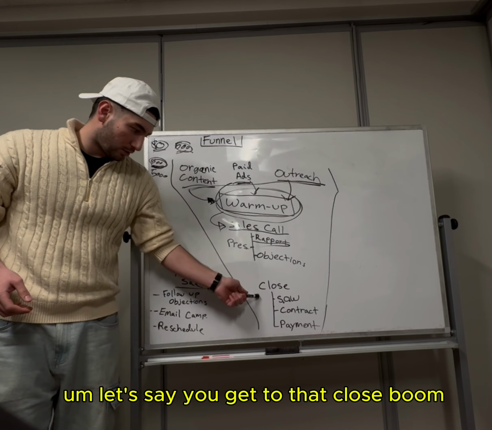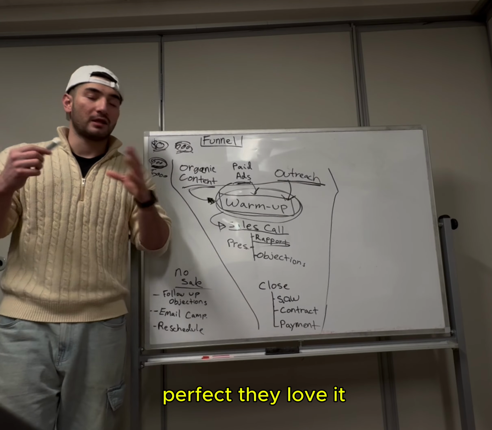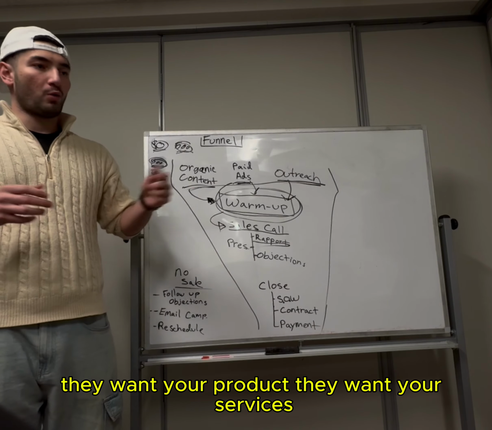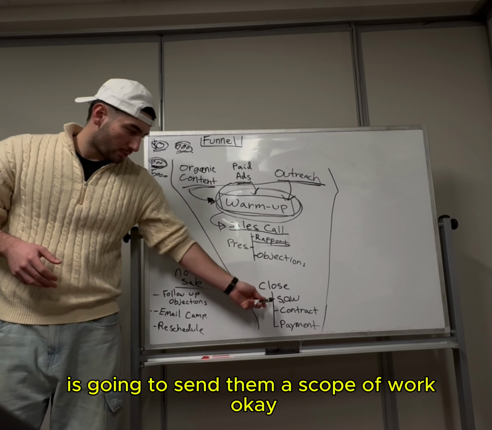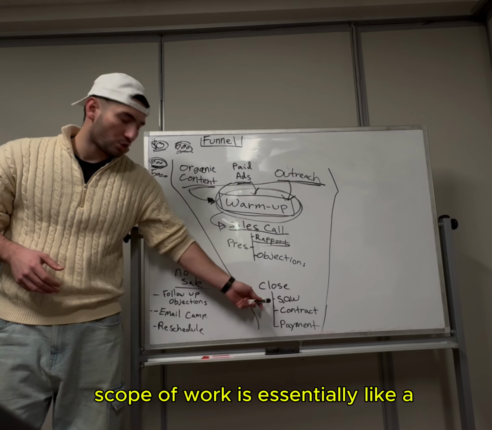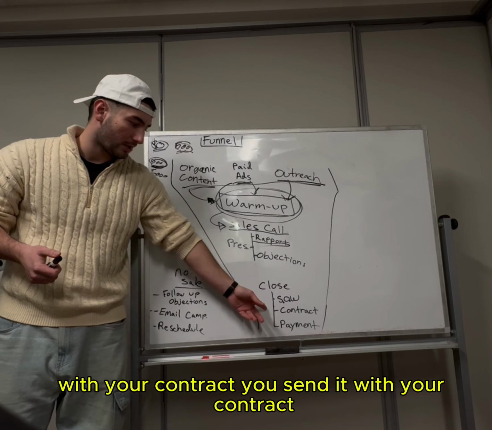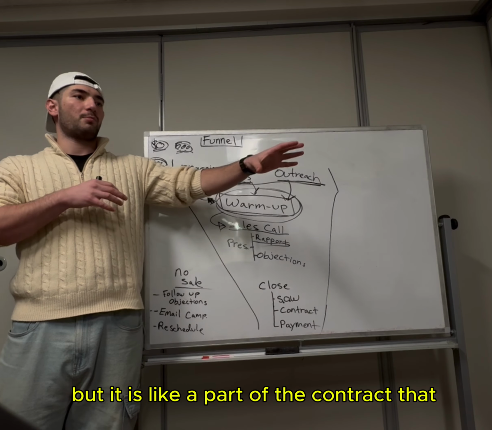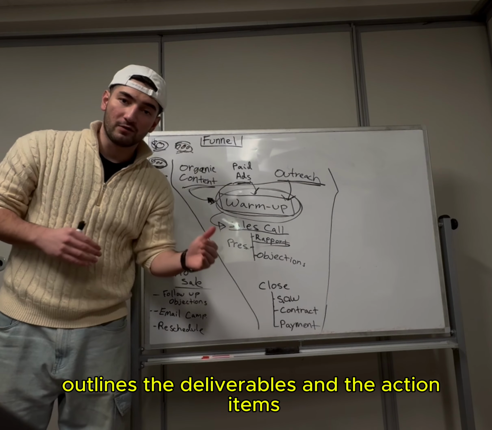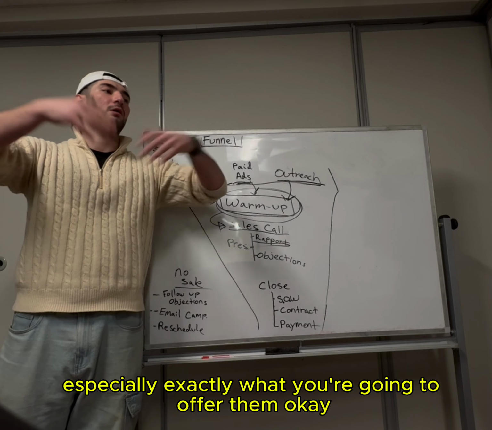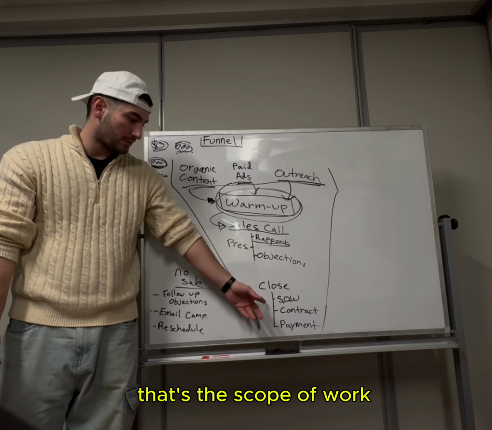Let's say you get to that close, boom, perfect. They love it. They want your product. They want your services. What you're going to do then is send them a scope of work, okay? The scope of work is essentially a part of the contract, you send it with your contract, that outlines the deliverables and the action items, especially exactly what you're going to offer them, okay? That's the scope of work.